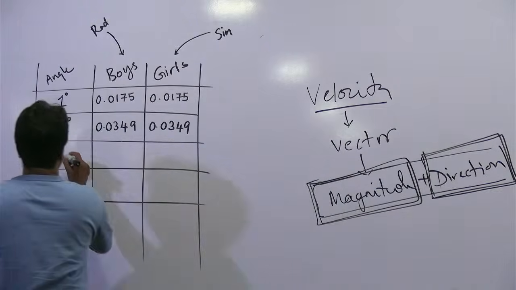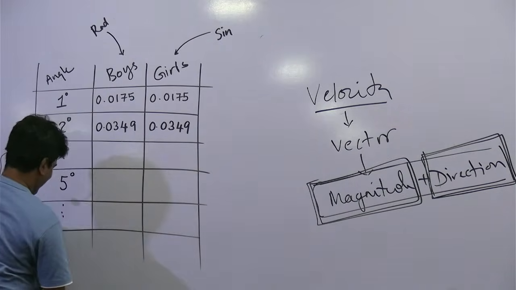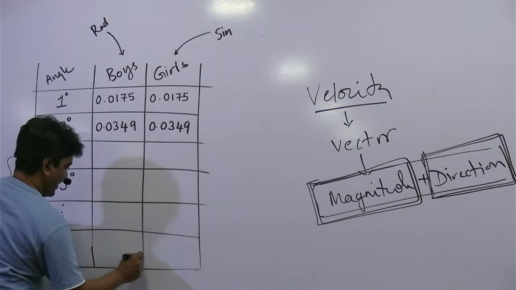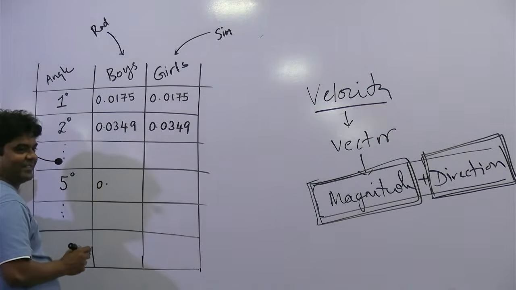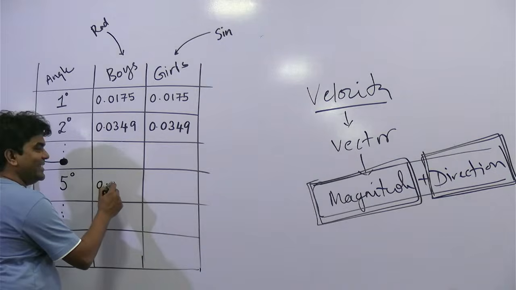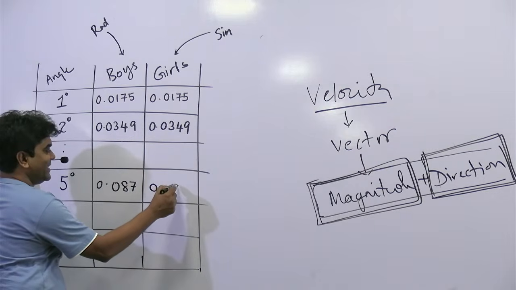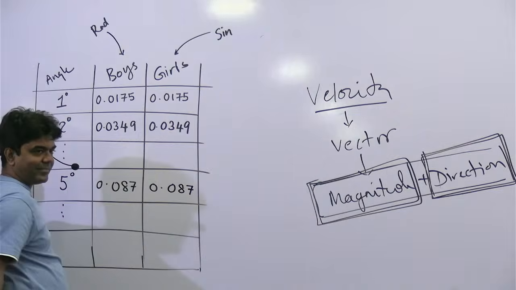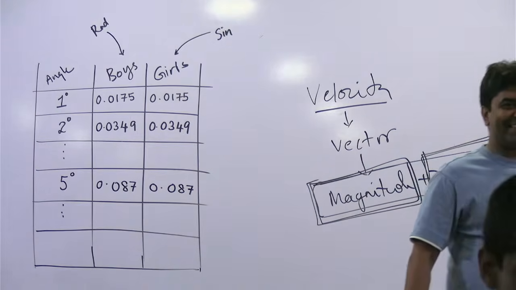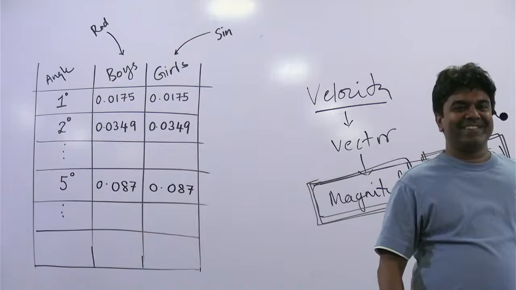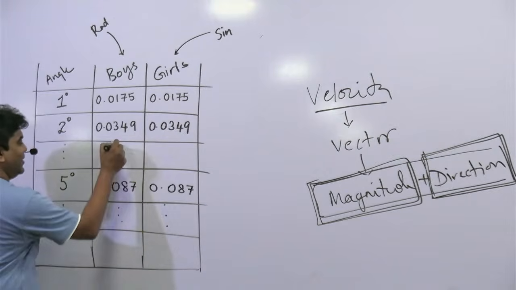Right, we are going for 5 degree. Give me the values. 0.8, 7, 0. Right? And we go for 10 degree.